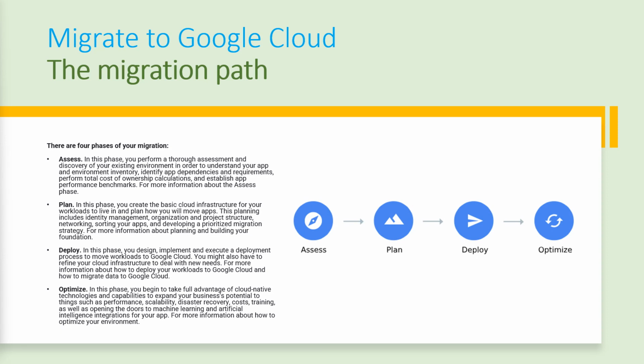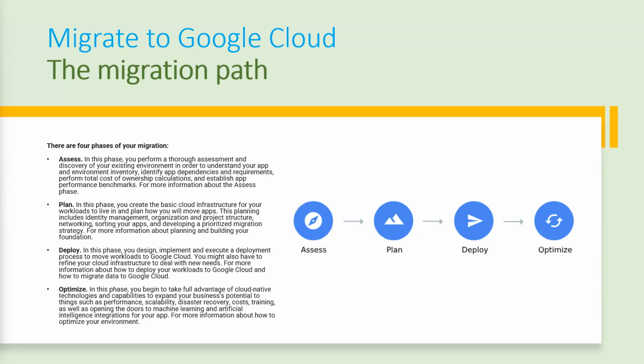And again, a little bit more on this one, the four phases of your migration we briefly touched. So these are basically you assess, you plan, you deploy, and you optimize. So obviously, I think the name describes what the action should be. What you do in the assess, basically you perform a thorough assessment and discovery of your existing environment so you can understand your application inventory and you can identify dependencies, requirements, how much it's going to cost, and establish a performance benchmark. So when it goes to the cloud, you know if it's performing against your benchmark or not.